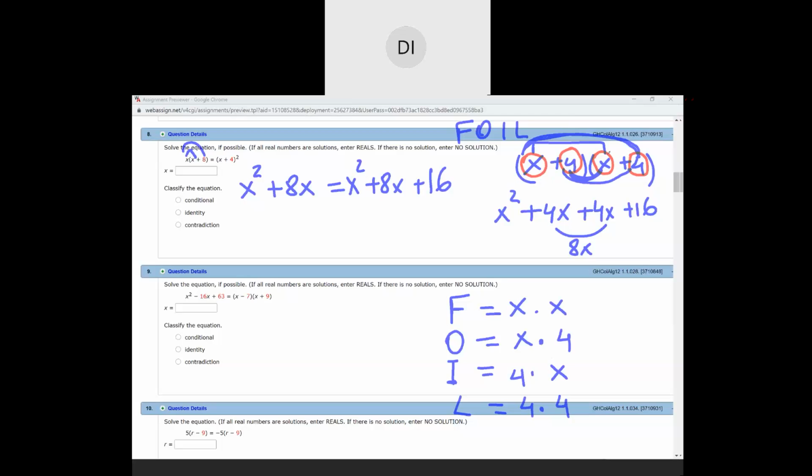Okay, so this is how the equation looks, right? Now from here, we're going to get x's on the same side, numbers on the other side. So I'm going to subtract x squared here and subtract x squared on the other side. And obviously the x squared is going to cancel out, right? And I can also subtract 8x on both sides, and obviously they're going to cancel out on both sides too. So let's see what is left.